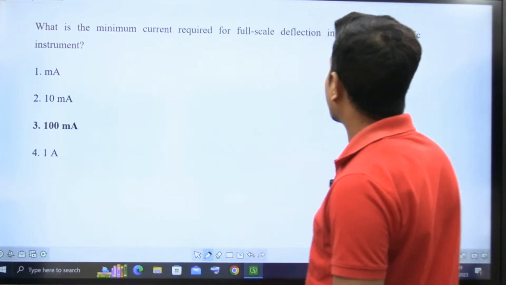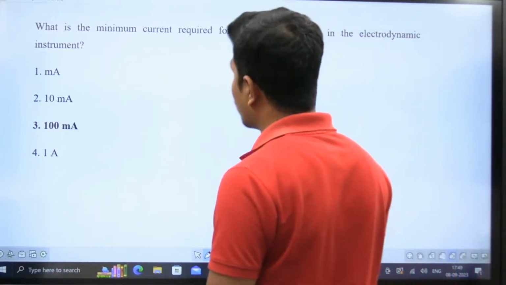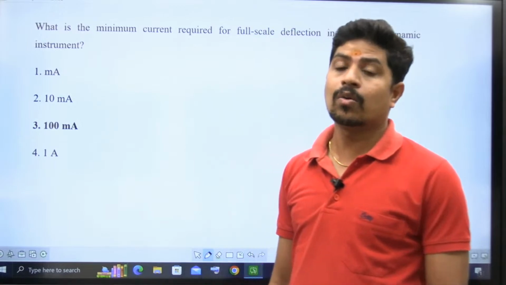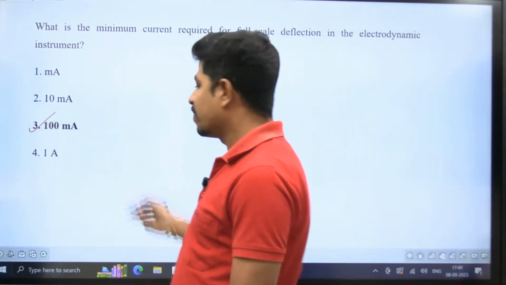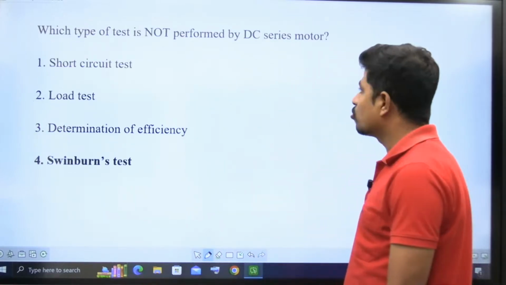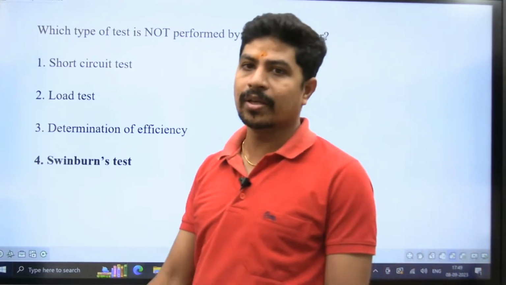What is the minimum current required for full-scale deflection of an electrodynamic instrument? It is 100 milliamperes. All are theory and memory-based questions or application questions only, right?